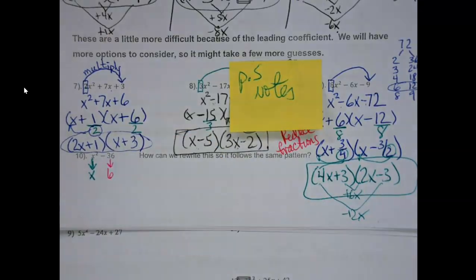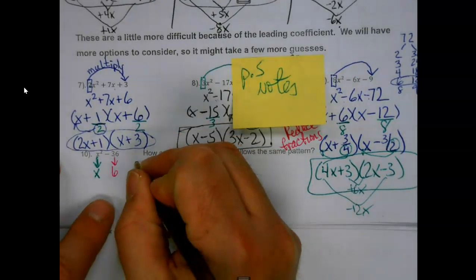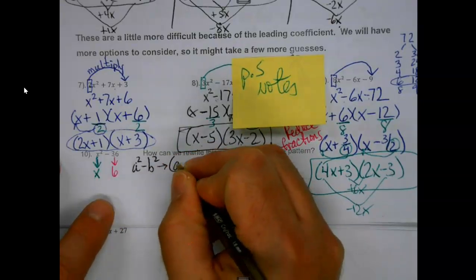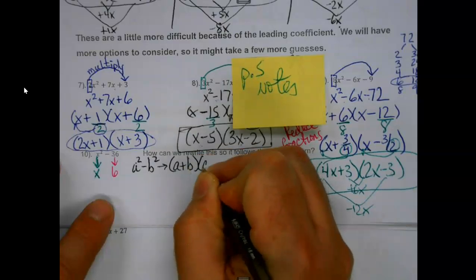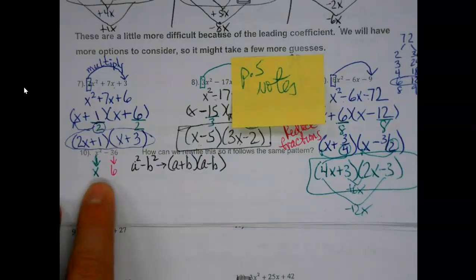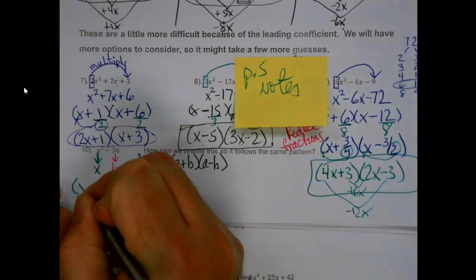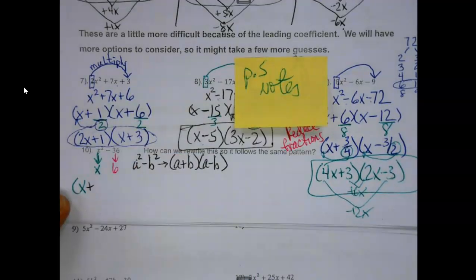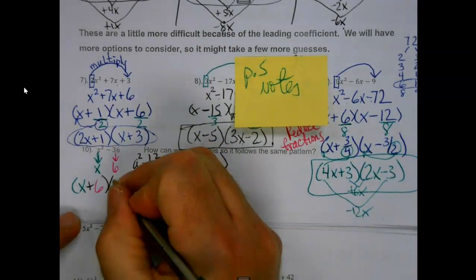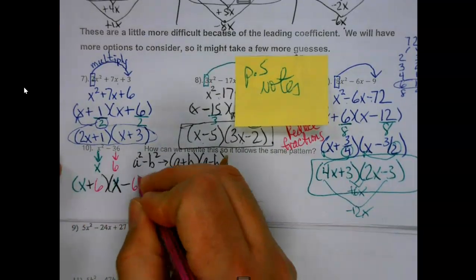Okay, we're here. Now what? There's a pattern we can use, this a squared minus b squared thing, where you just take your 2 terms, and this is the same pattern every time. If these are my a and b values, it would be x plus 6 times x minus 6.